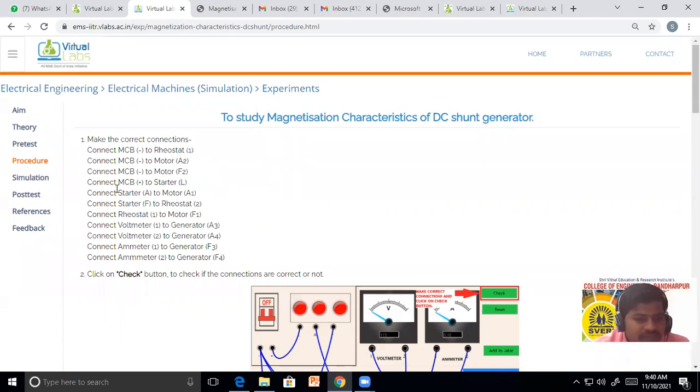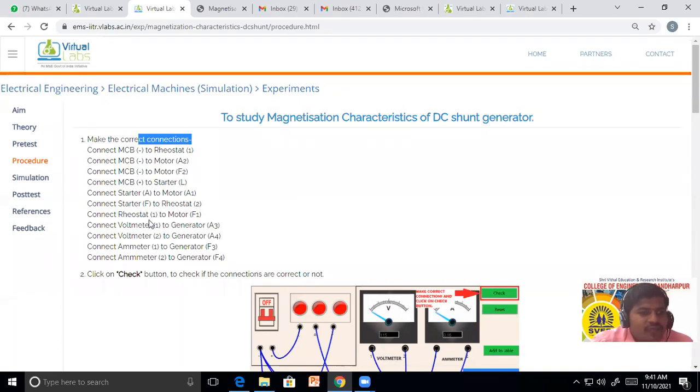Now the procedure for doing an experiment. Here it is, the procedure. See here. Make the correct connections. First, make the connections correct. Now connect the MCB to rheostat 1. Connect the MCB negative terminal to the motor A2. Connect the MCB negative terminal to the motor F2. Connect the MCB positive to the starter F. Then connect starter F to the rheostat.